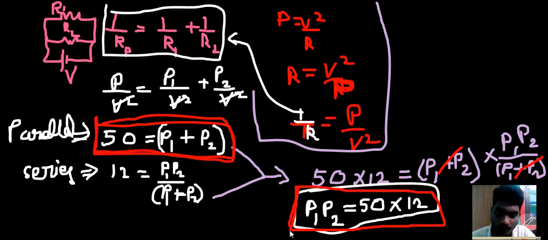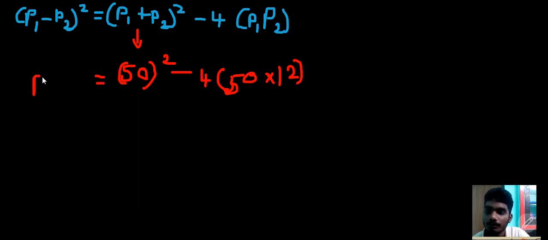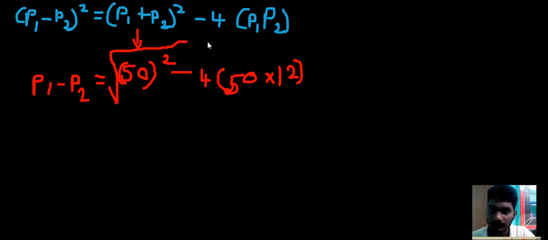We found p1 p2 also here. I'm just drawing a box. p1 p2 is 12, so 50 into 12, okay, is going to be equal to p1 minus p2. By taking the square root on both sides, the square will get cancelled in the formula. So I have substituted, and then let's solve the question.